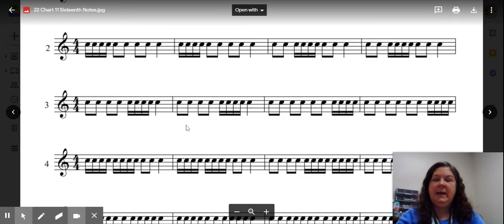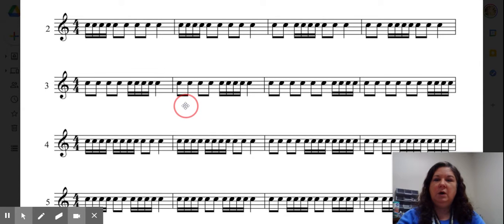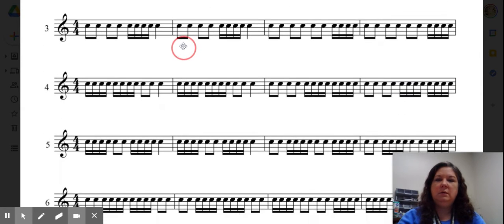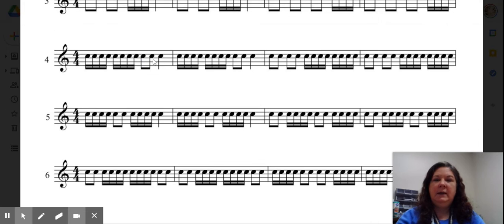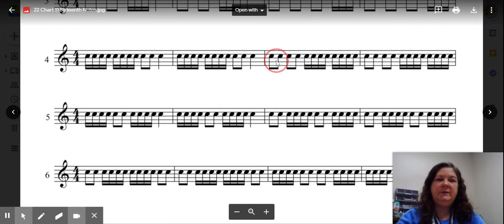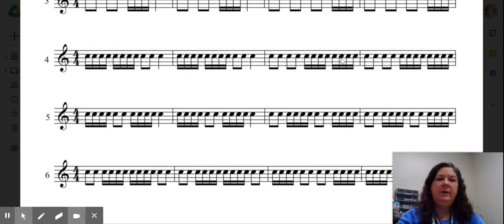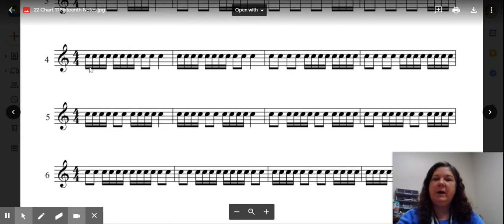So let's check out line number 4. All right, so we have some 16th notes here on count 1 and 2, and then two eighths and a quarter. And it looks like these two measures are the same, and the last two measures are the same. So here we have some eighth notes, and then on 3 and 4, we have a series of four 16th notes. All right, let's give this one a try.